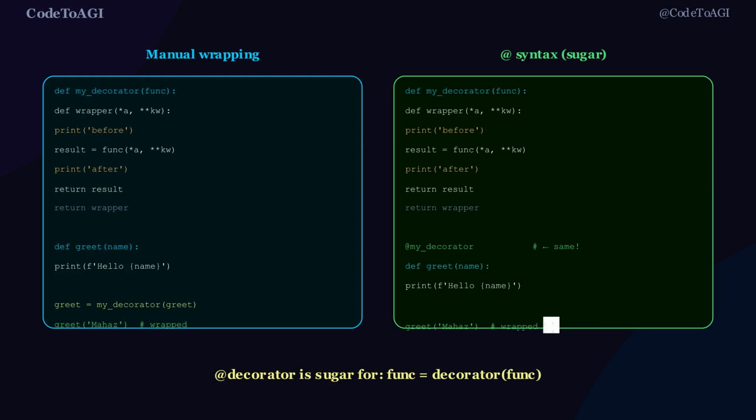Now we use the @ syntax. @my_decorator above greet is exactly the same as writing greet = my_decorator(greet). That's all a decorator is, syntactic sugar for function wrapping. When you call greet, you are actually calling wrapper. The original greet lives inside wrapper's closure. This is the foundation of every decorator pattern in Python.